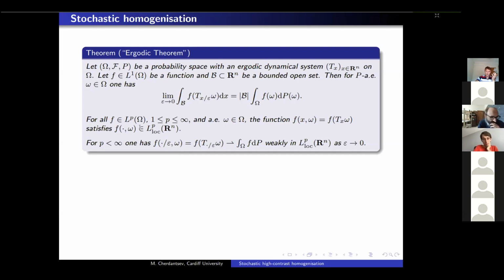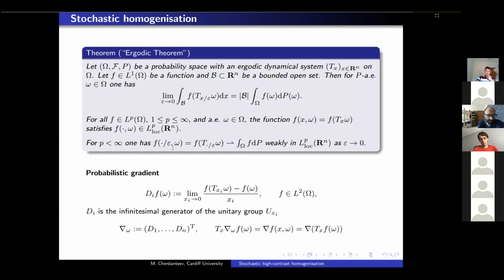A stronger result, which is also valid, is that if your function is from L^p, then there is weak convergence for the epsilon realizations. Basically, using the dynamical system, you can define a probabilistic gradient acting on functions living in the probability space. Because of the way it is defined, we have the property that if you take the realization of the probabilistic gradient, you obtain the gradient of the realization.